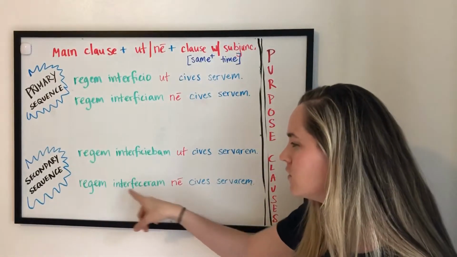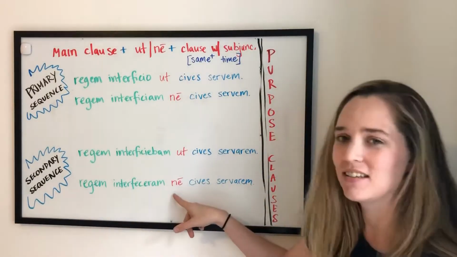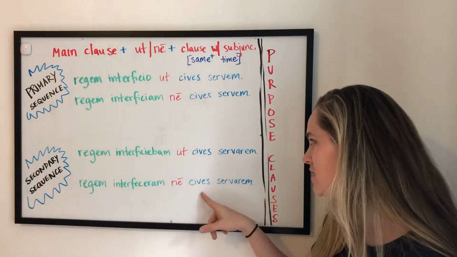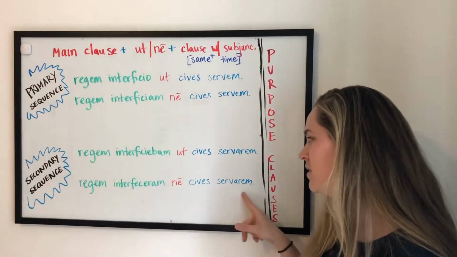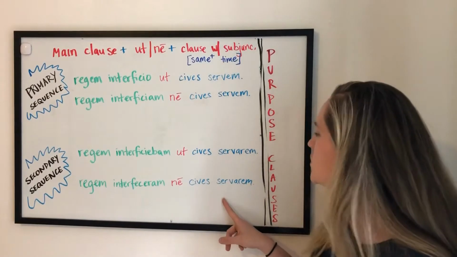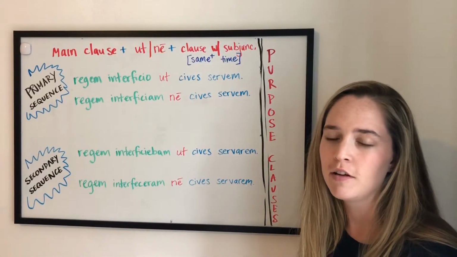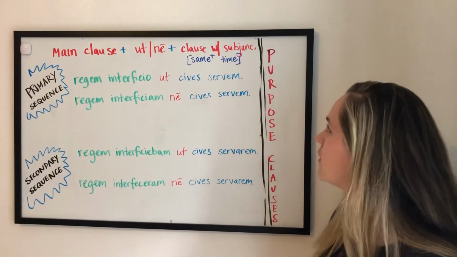I had killed the king in order that I may not save the citizens. And again, save is imperfect subjunctive because of all the reasons we outlined. So it's pretty simple, but they're very common, so it's important to familiarize yourself very closely with purpose clauses.